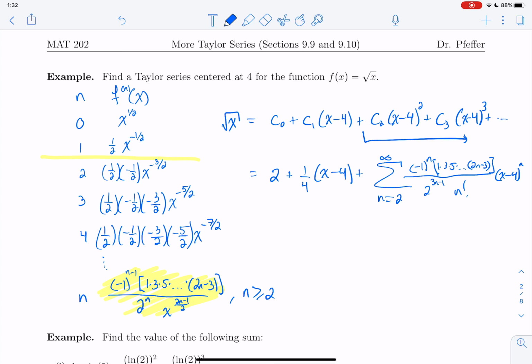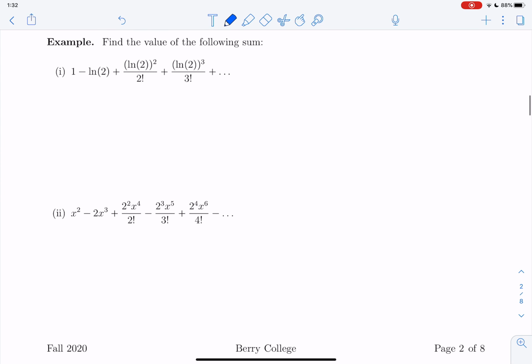Moving on from this example, we did have this find the value of the sum type problem, where this negative here is not a typo. And the key thing to realize here is that since the denominators are factorials of just 1, 2, 3, etc., we know that what we're looking for is the use of e to the x, which is the sum from 0 to infinity of just x to the n over n factorial. And if we expand that, we get 1 plus x squared over 2 factorial plus x cubed over 3 factorial, etc.